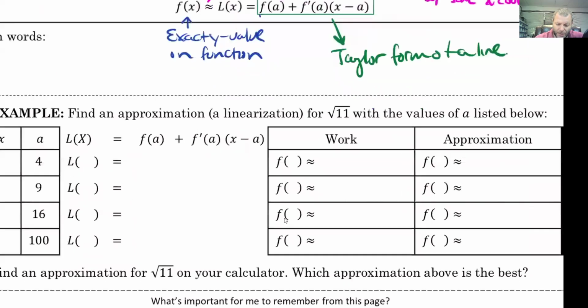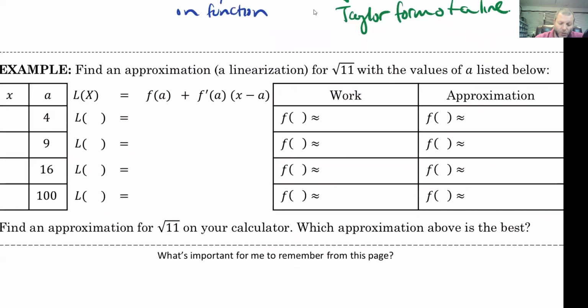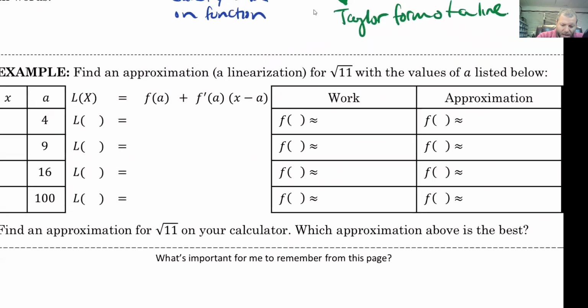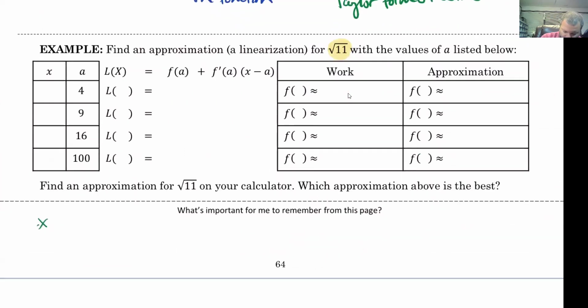Right, so for this example, there are a couple of things that we need in order to create a linearization. So the first thing is I want to create some approximation for the square root of 11. Well, we could always go to a calculator. Obviously, we can go to a calculator. But the idea is that if I want to approximate the square root of 11, the first thing that I need is a function.